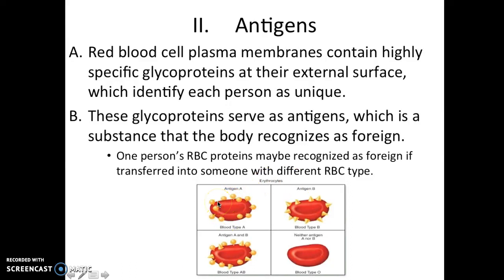I'll go more into this later, but that means that my body recognizes these antigens, right? It's almost like a little alert. If you're type O, you would have none whatsoever. So that's the only one that wouldn't have a glycoprotein, if you're blood type O. One person's red blood cell proteins may be recognized as foreign if transferred into another person with a different red blood cell type. So if I'm blood type A and these antigens enter my body, the white blood cells are going to see it as foreign and attack it.